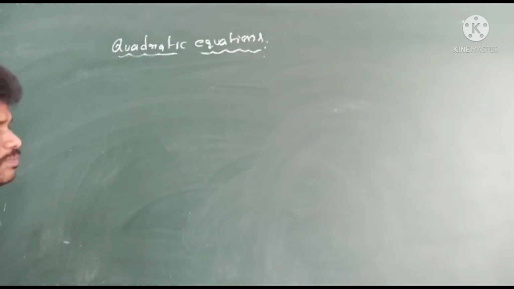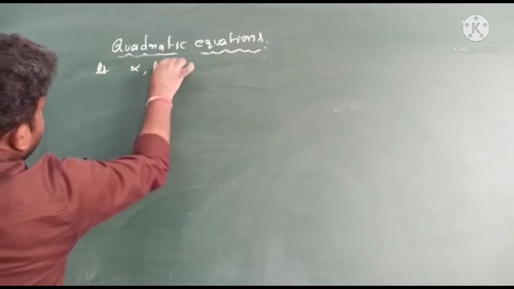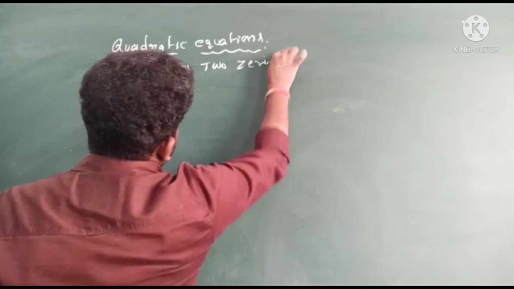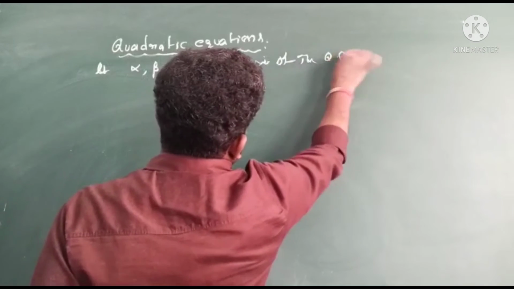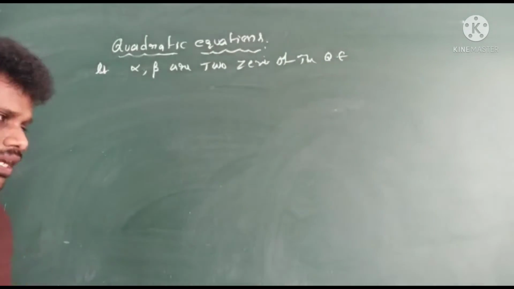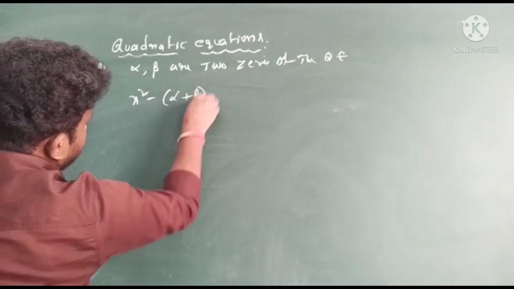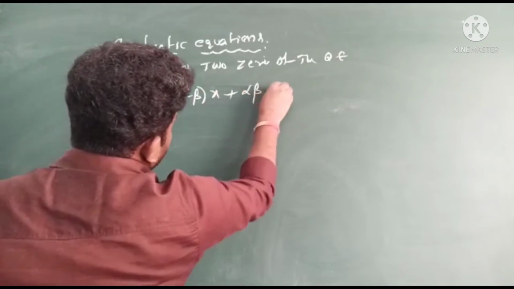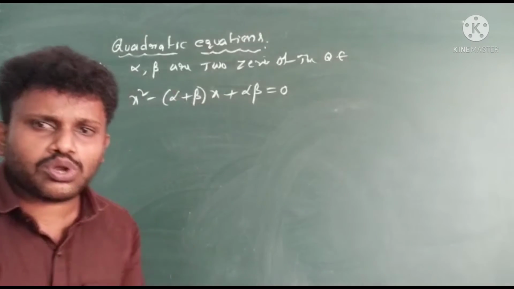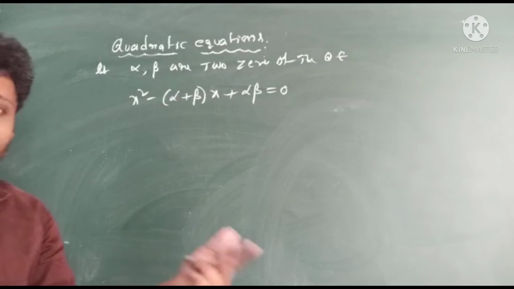Now when we are solving this problem, sometimes they will say alpha comma beta are the two zeros of the quadratic equation. Now when alpha comma beta are the two zeros, how to frame the quadratic equation? That is, x square minus (alpha plus beta) into x plus alpha beta is equal to 0. This is one of the methods. When we know alpha comma beta are the two zeros of the quadratic equation, this is the formula to frame the quadratic equation.